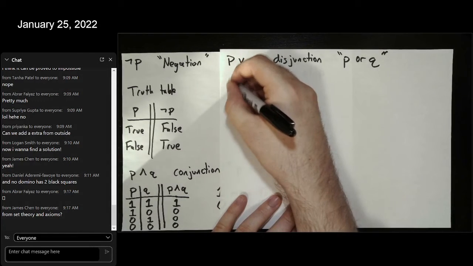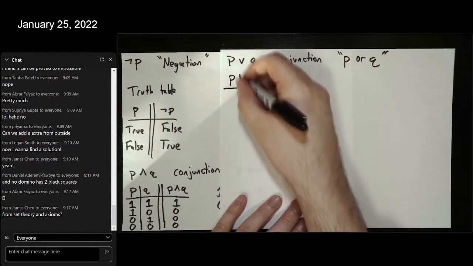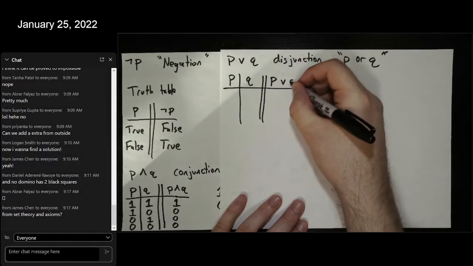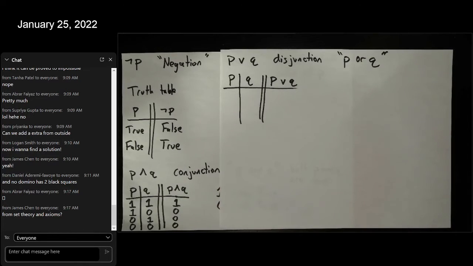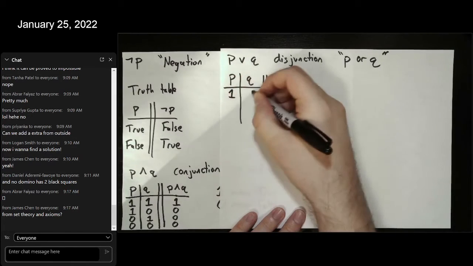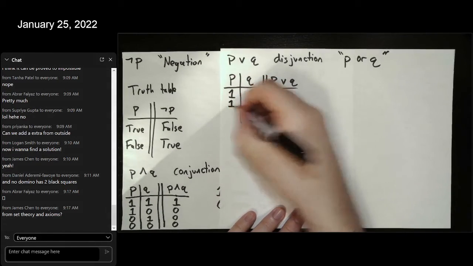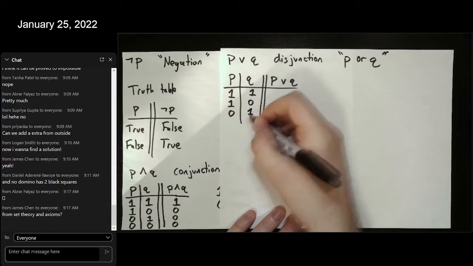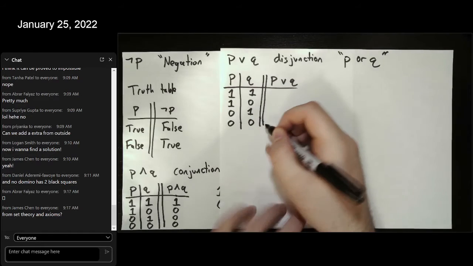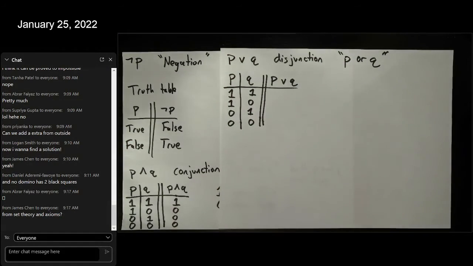So exercise, I want you to right now fill in the truth table for P or Q. Go ahead, take a minute. We can copy over all of our possible inputs here. 1, 1, 1, 0, 0, 1, 0, 0. And now you take a second, fill in that column. Give you maybe a minute to think about it.